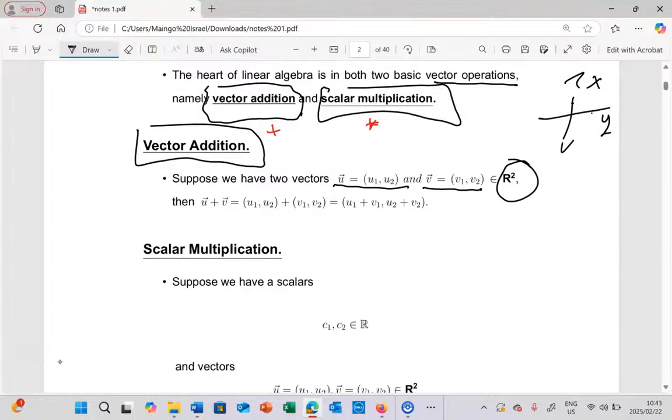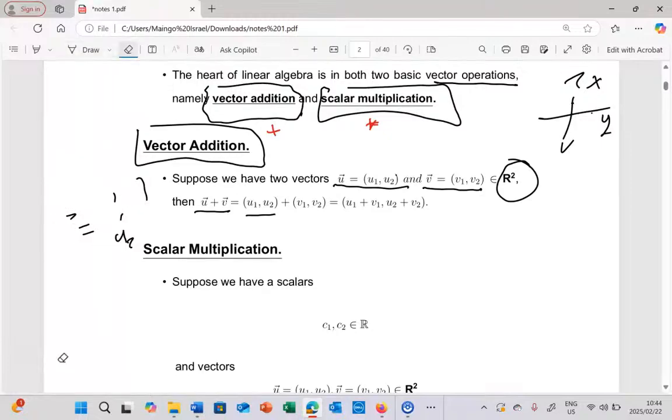Suppose we have these two vectors u and v in R2, then we can add the two vectors like this. u plus v is equal to a vector with two components, u1, u2. The components are written inside. There are two notations of a vector. A vector can be represented as a column vector. We can say u is equal to u1, u2, where these are components. So you can represent a vector as a column vector.